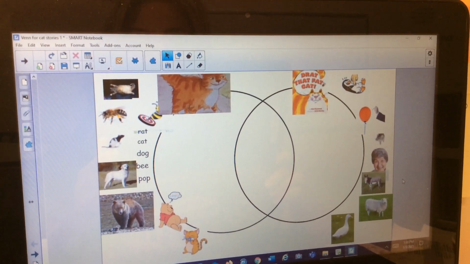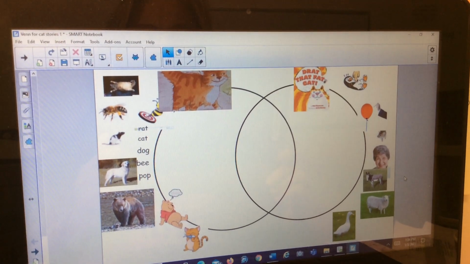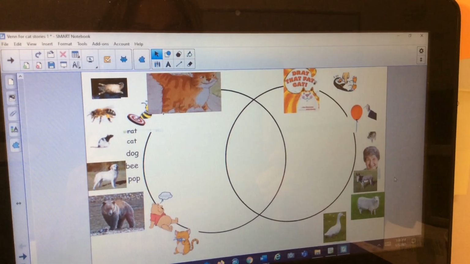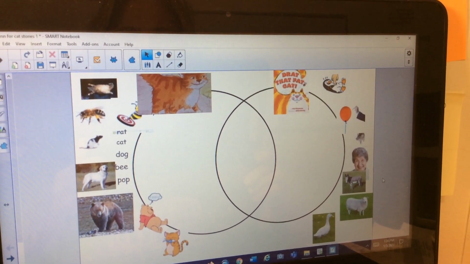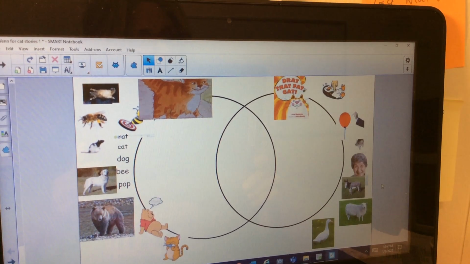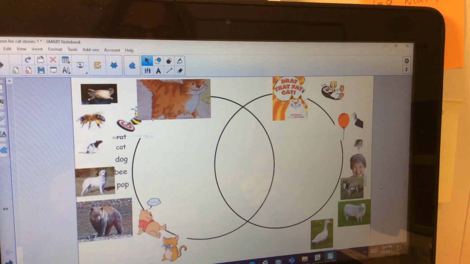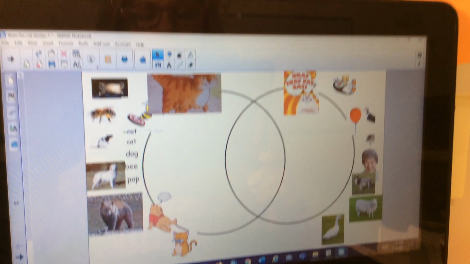So if you haven't heard those yet, you'll need to stop and go listen to those and then come back to this video. We are going to compare the two stories. They are very similar, but they are also different. So we are going to use this Venn diagram.